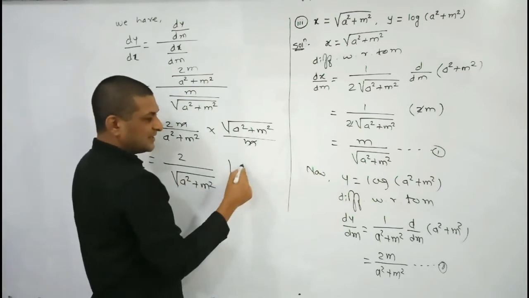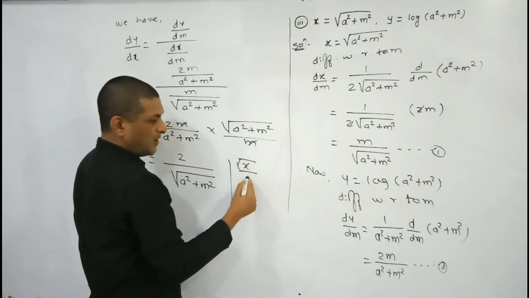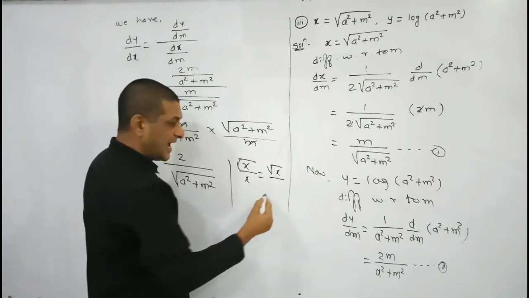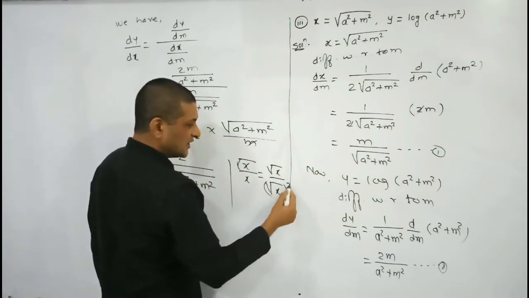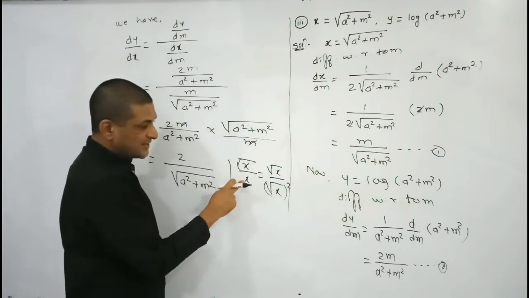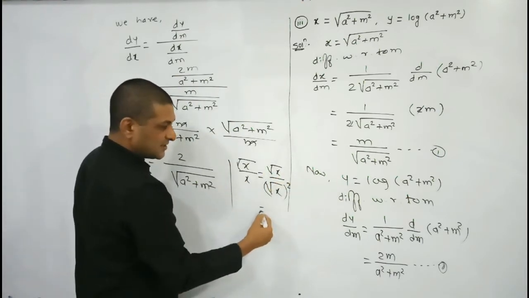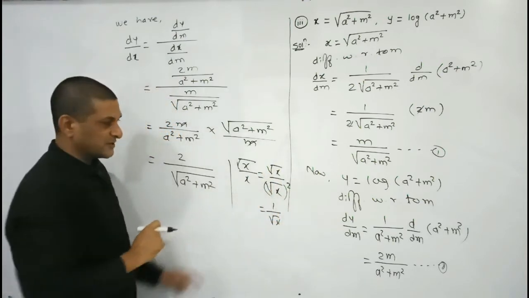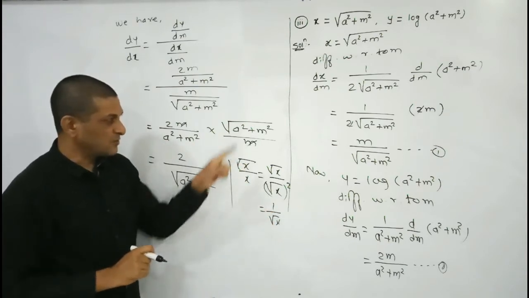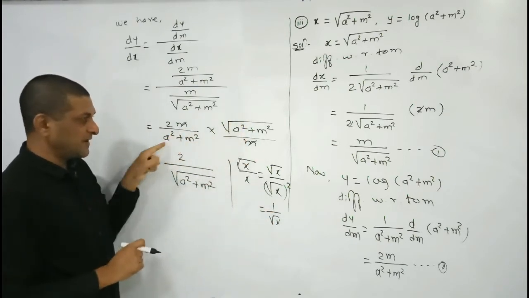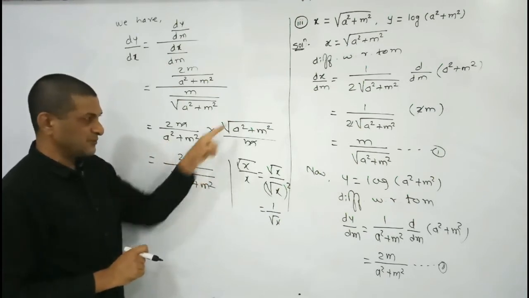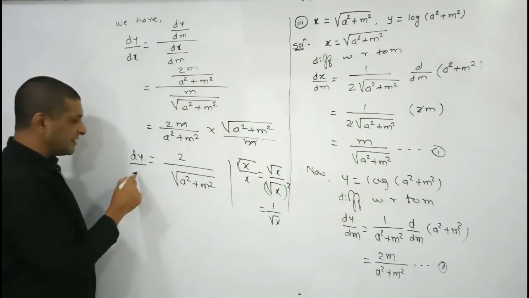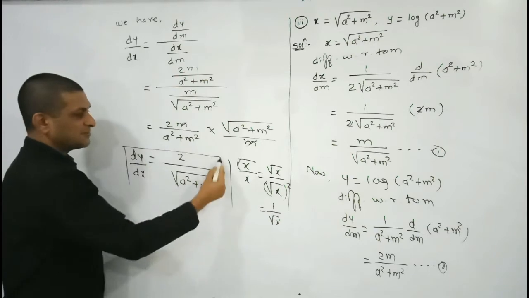Just as we know that root x upon x will be, here root x as it is. Can I write this x as square of root x? Yes, square of root x will be equal to x. So we can write x like this. So if one root is cancelled, what will we get? Root x, and here one root x will get cancelled, so 1 upon root x. So the division of these two terms will be 1 upon root x. So simply using this method, if we are simplifying it, it will become under root a square plus m square. Their division will be under root a square plus m square, and this is nothing but the value of dy by dx.